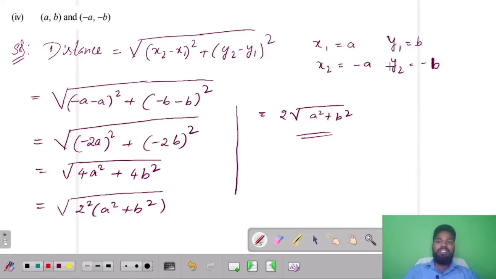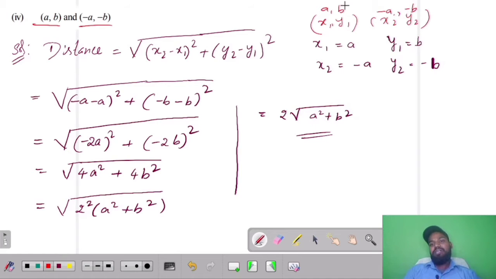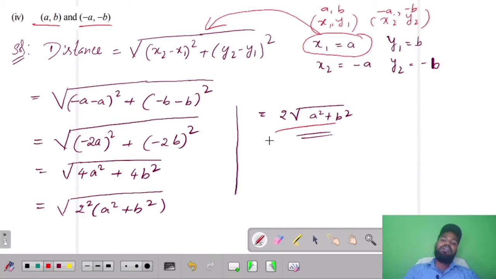So can I explain once again? Here 2 points, x1 comma y1 and x2 comma y2 are already given. These are the points a comma b and minus a comma minus b. So x1 value is a, x2 value is minus a, y1 value is b, and y2 value is minus b. Just take these values and substitute them into the formula, then simplify it, and finally you will get the solution.